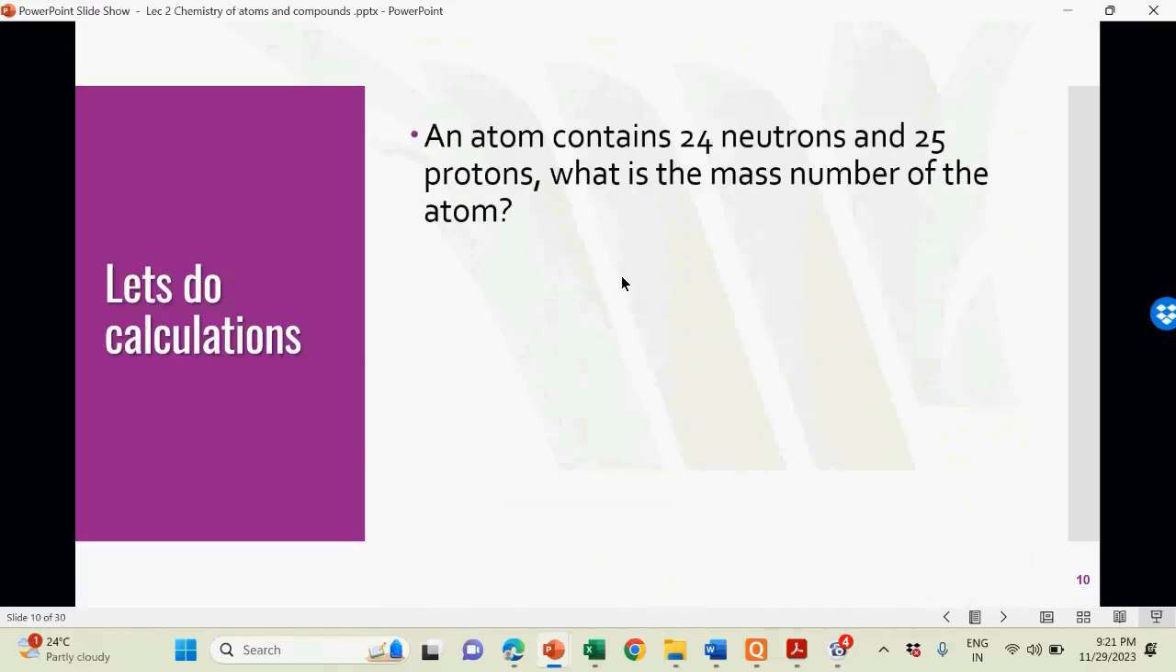Let's look at these examples. An atom contains 24 neutrons and 25 protons. What is the mass number of this atom? Can anyone interact by solving this problem, preferably without looking at the slides on your own handsets? We mentioned that the mass number equals the sum of the neutrons plus the number of protons. Can anyone respond?